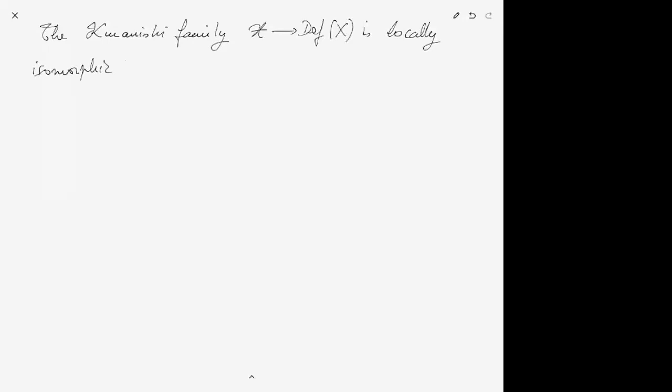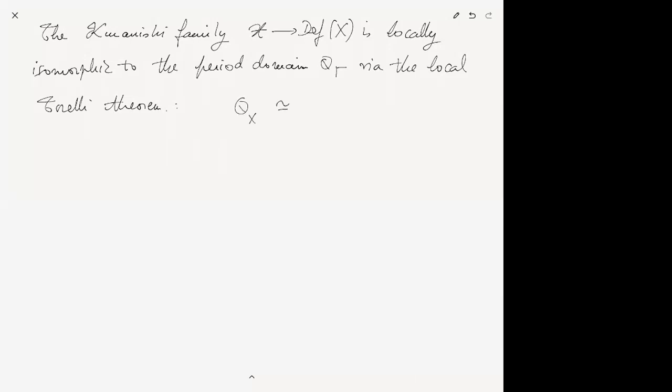And then what you have is that the Kuranishi family X over Def of X is locally isomorphic to the period domain Q_gamma via the local Torelli theorem. Okay. All right. So this is what we've got, right? So Q_X is isomorphic to Q_gamma, right?